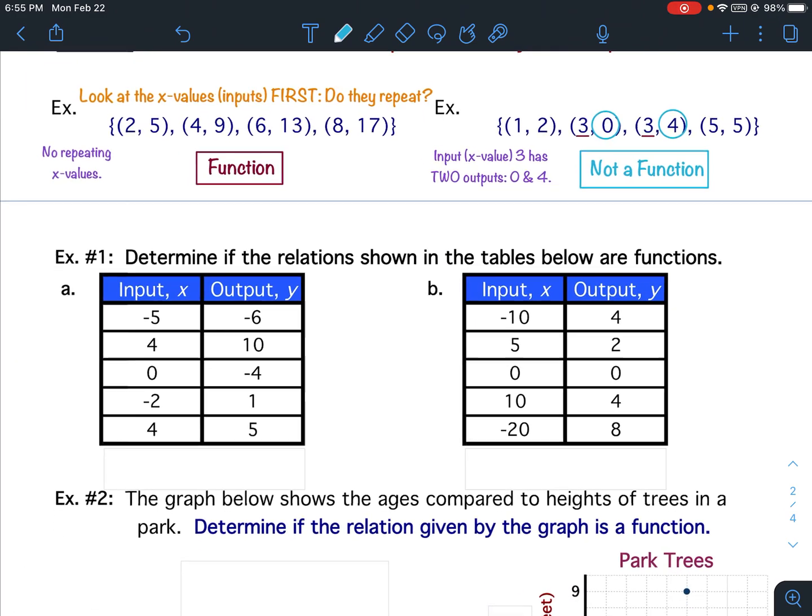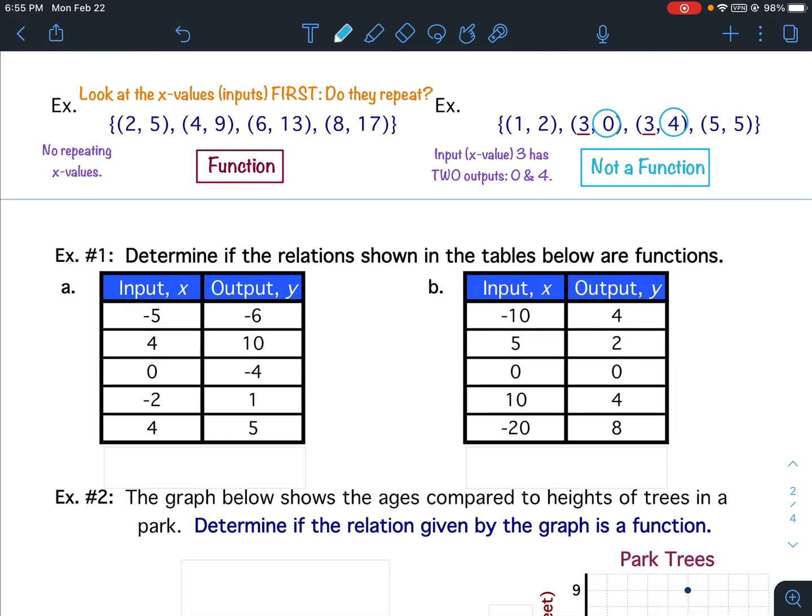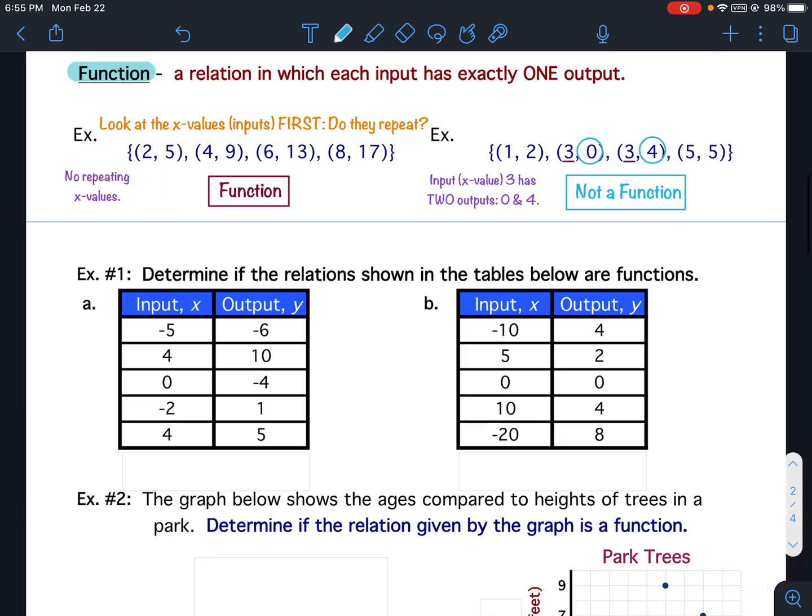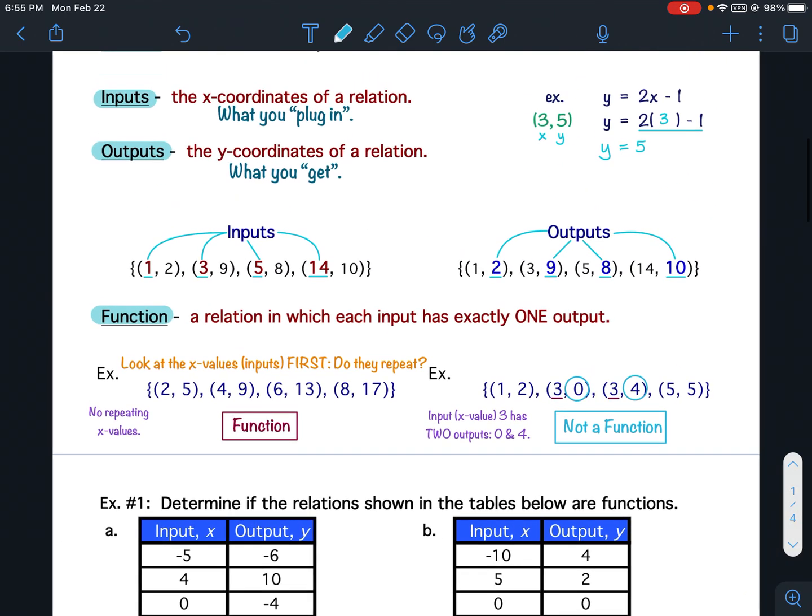So pause your video, make sure you have that all written down. All right, if you have any questions on inputs, outputs, or functions, please let me know.